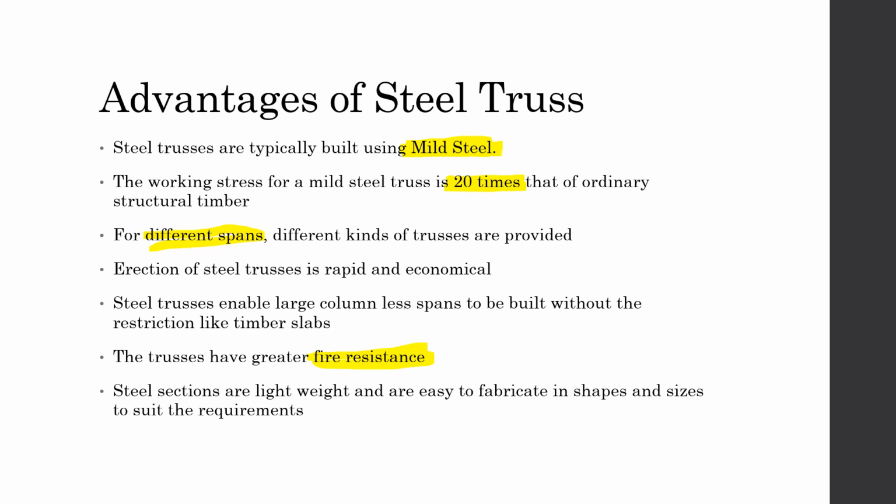Now what I want you to do is the assignment which has been given to you. Search for the covering materials which are used with trusses, except for asbestos sheets and corrugated asbestos sheets, and please write that down in your sketchbook as well. I will see you in the next video.